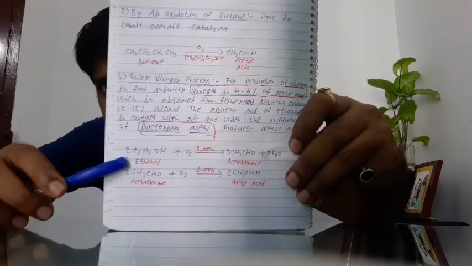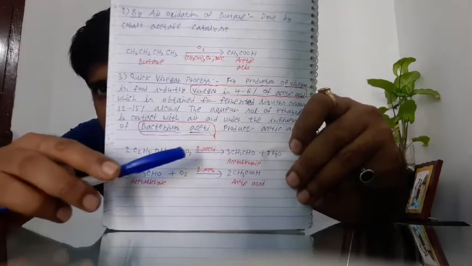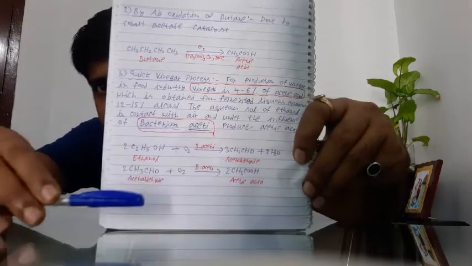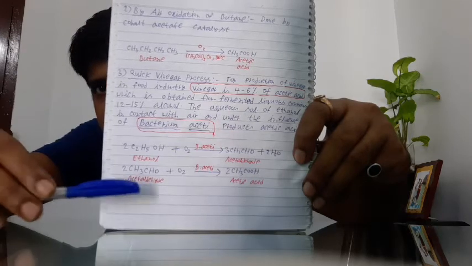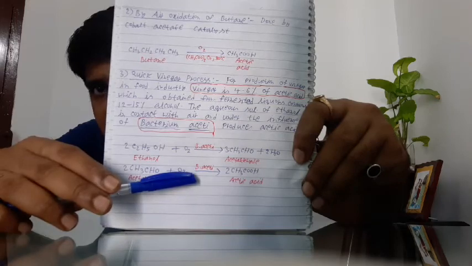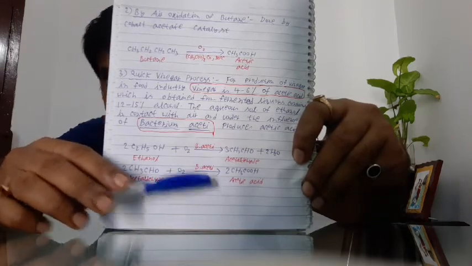In the first step, ethanol reacts with oxygen in the presence of the Bacterium aceti and is converted to aldehyde. And in the second step, acetaldehyde reacts with oxygen, again getting oxidized in the presence of the Bacterium aceti and is converted to acetic acid. Clear? One more thing, this quick vinegar procedure is also described in the Organic Chemistry of Vol and Vol, page number 441. You can study the detailed procedure from there.